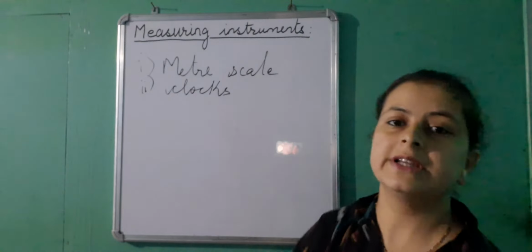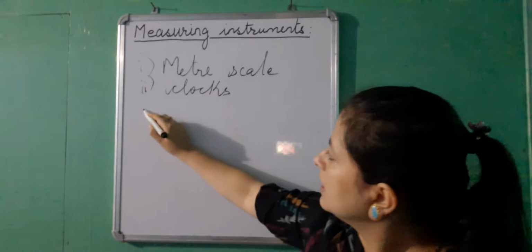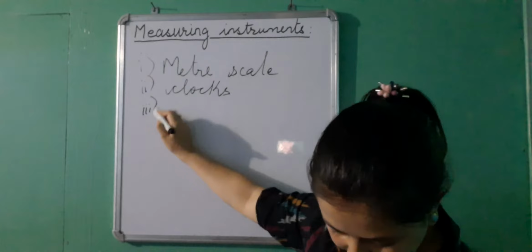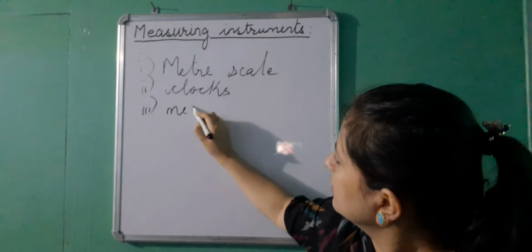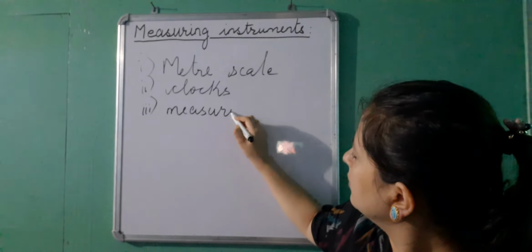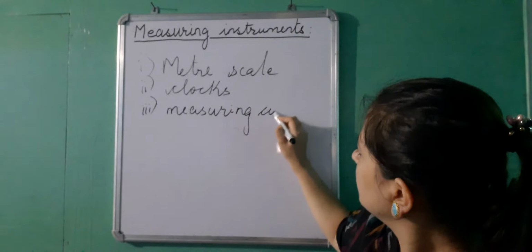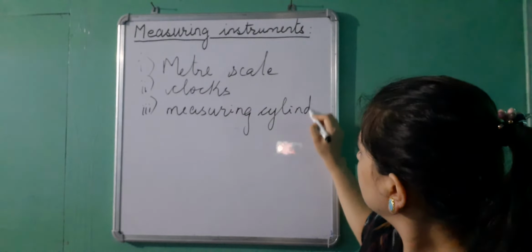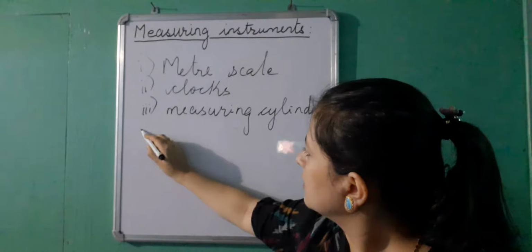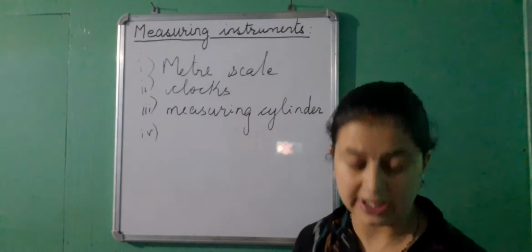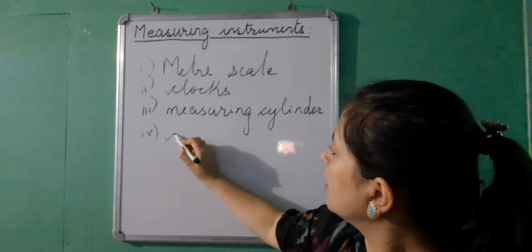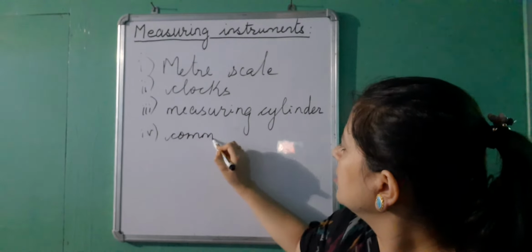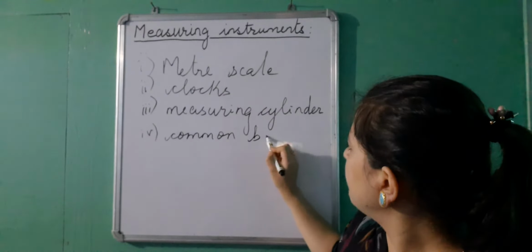very common instrument used to measure time. Then we will discuss a measuring cylinder for volume. And the next instrument we are going to discuss today is a common balance, which is used to measure mass.